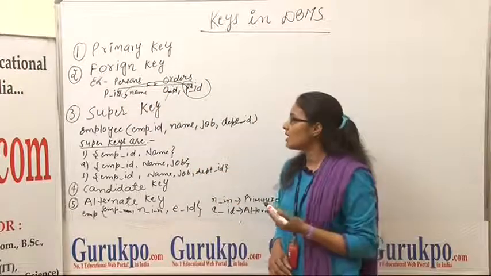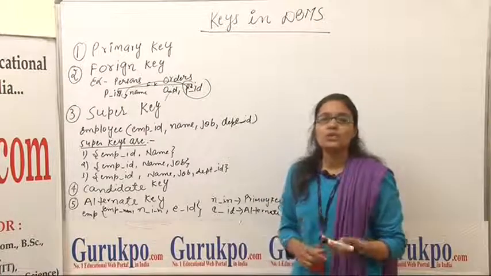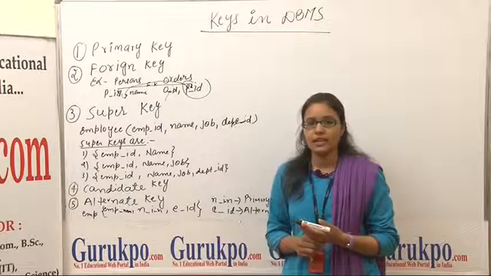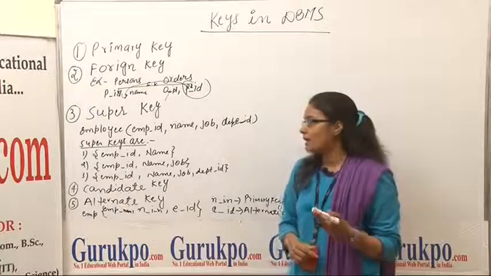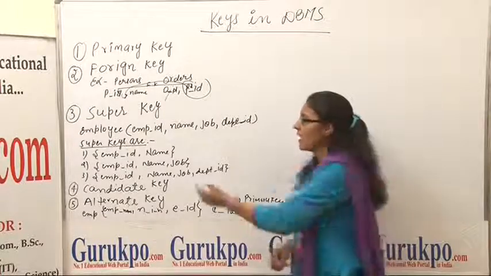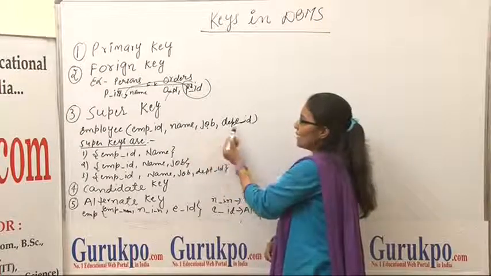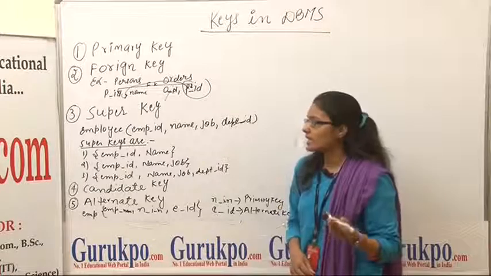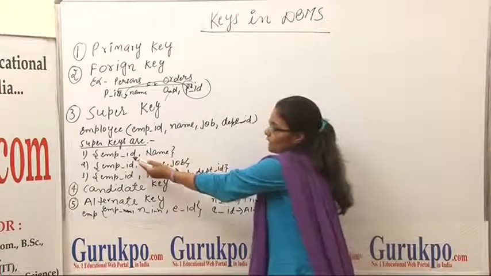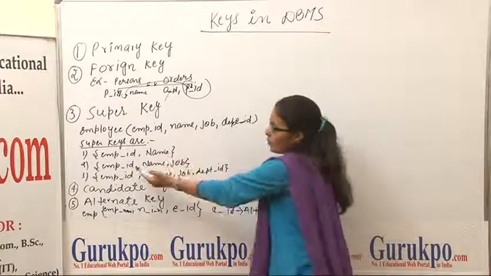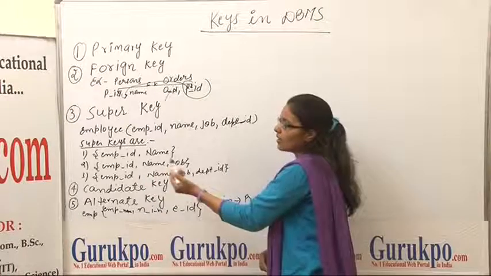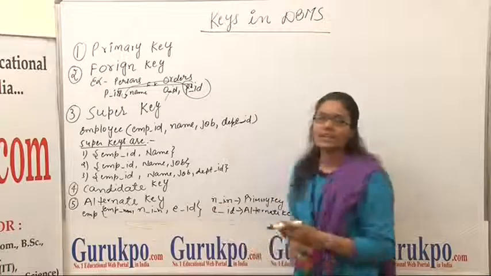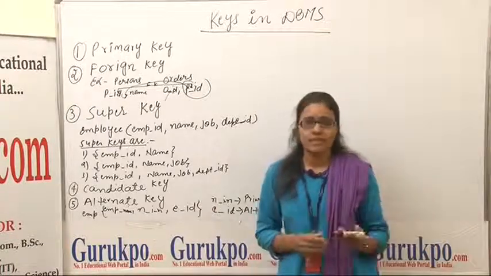Now the next one is super key. Super key is a combination of fields that is used to uniquely identify each record in a table. For example, we have a table employee with the fields employee ID, name, job and department ID. Using these fields, the possible super keys are: first one is employee ID and name, second one is employee ID, name and job, and the third one is employee ID, name, job and department ID. So basically it is a combination of fields.